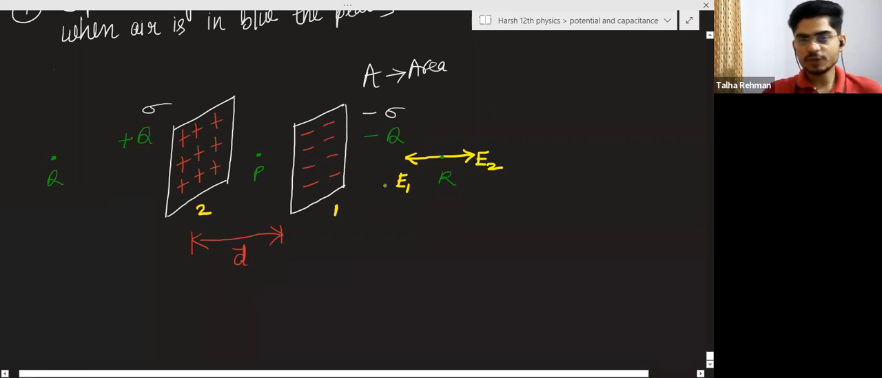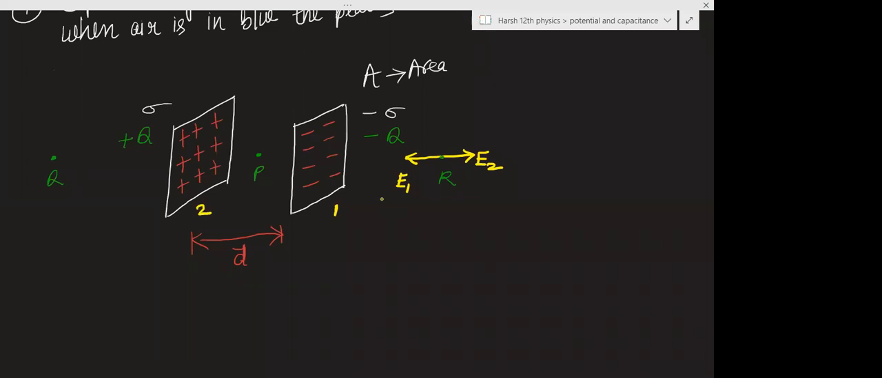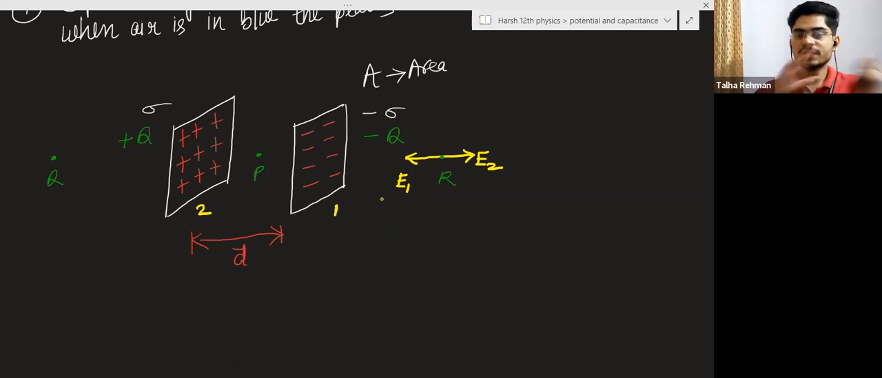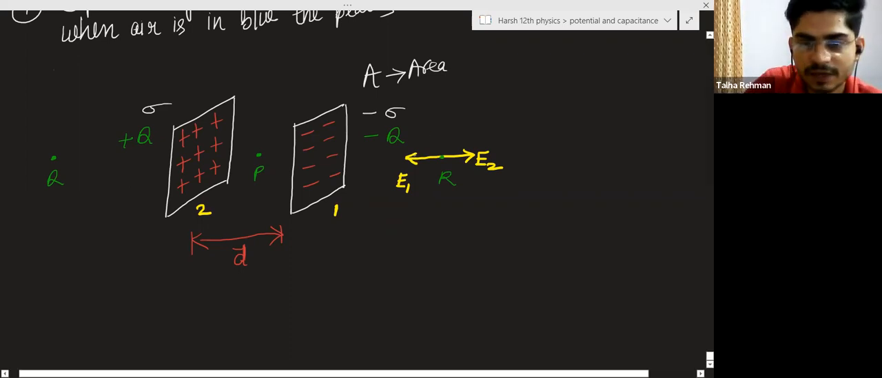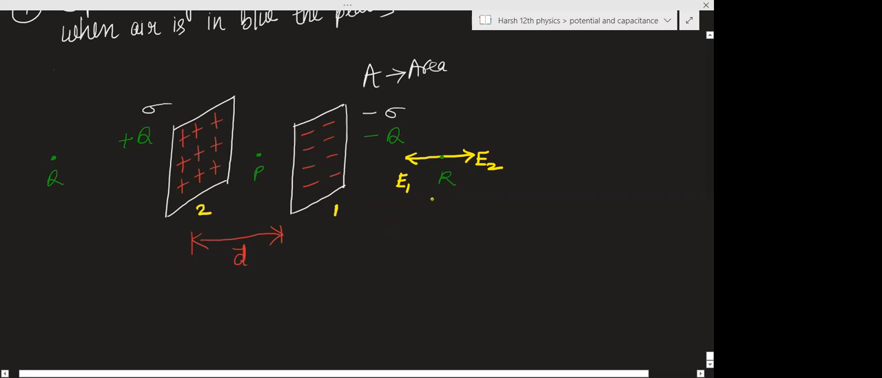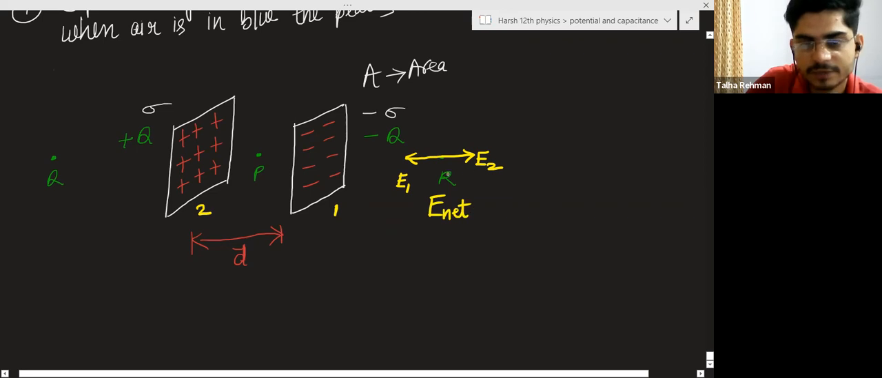E2. And we have discussed that E1 and E2 are equal in magnitude. Here are two vectors in opposite directions, which means the net electric field here is zero. So the net electric field at point R is equal to 0.